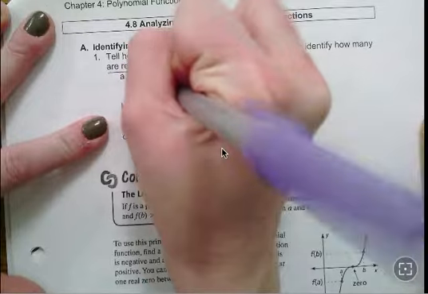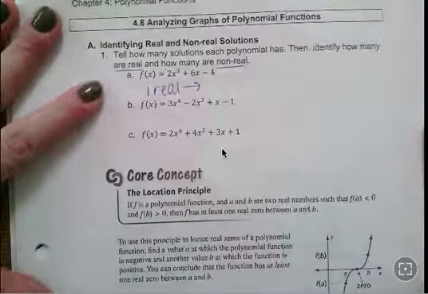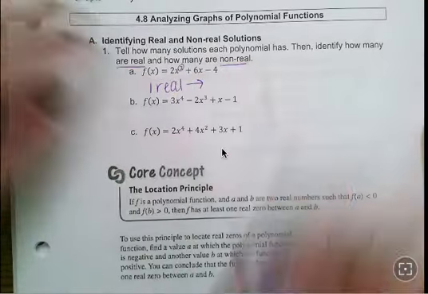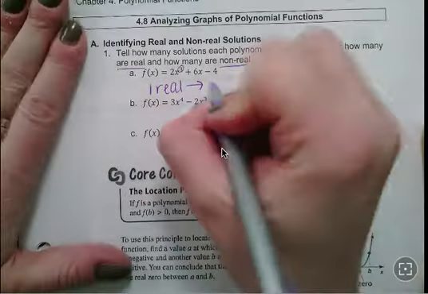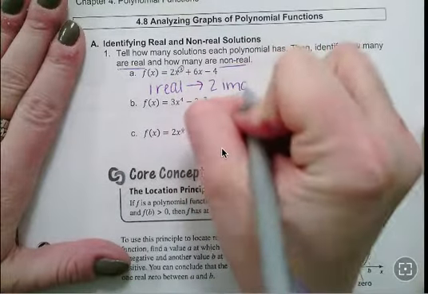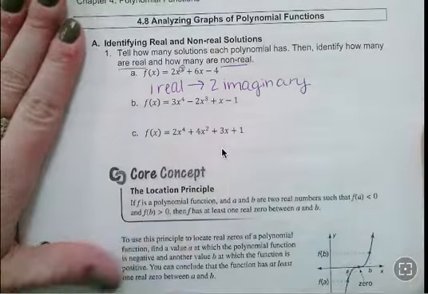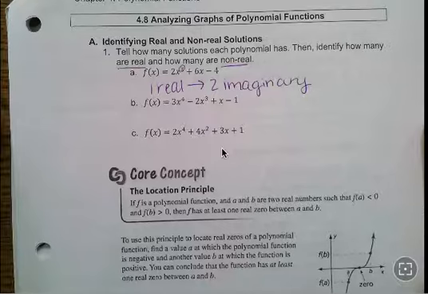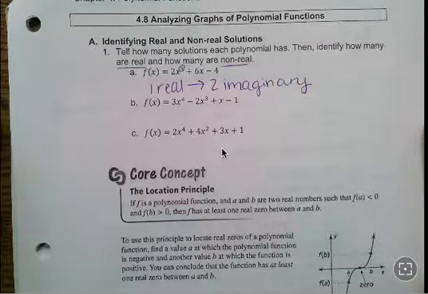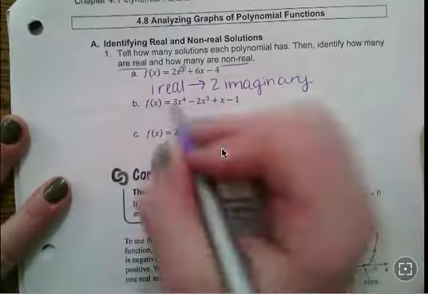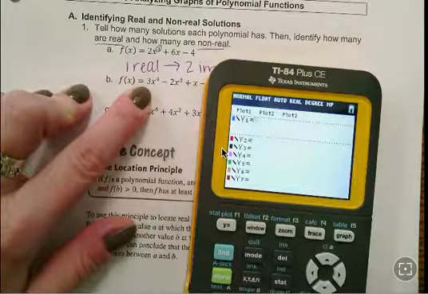So that means that you have one real solution, but you know from the fundamental theorem of algebra that it has to have 3 zeros total. So that means that 2 are imaginary, because it has 3 total. Here, you know that you have 4 total. So let's graph this and see what it looks like.